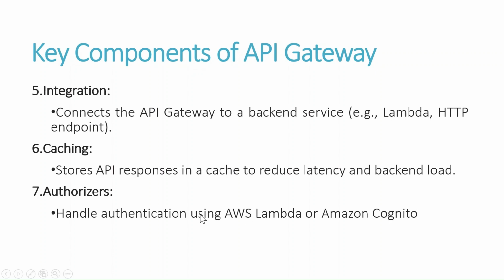And the seventh one is authorizers. So they handle authentication using AWS Lambda or Amazon Cognito. So it helps to control who can access your API using authentication tools like Lambda Authorizer or Amazon Cognito. So for example, before allowing someone to place an order, an authorizer ensures they're a logged-in user.